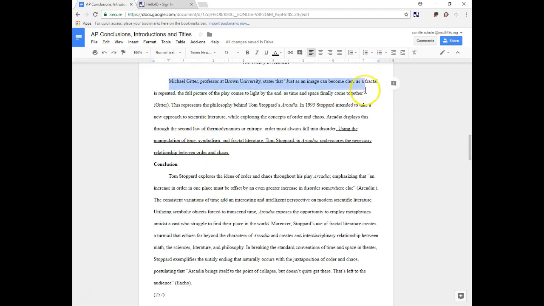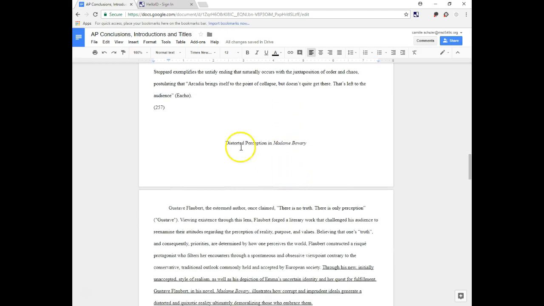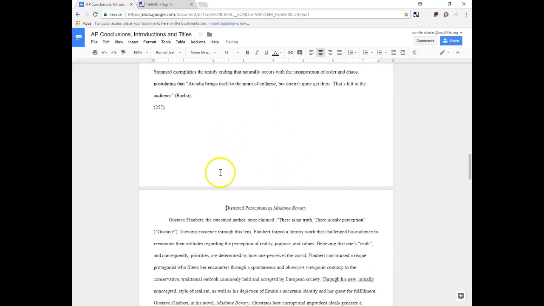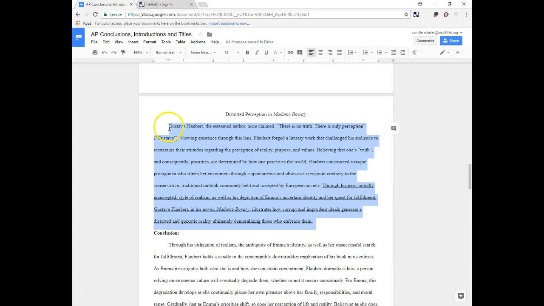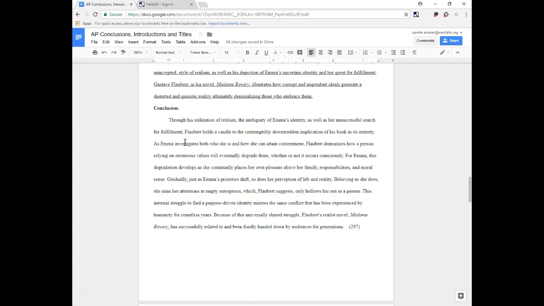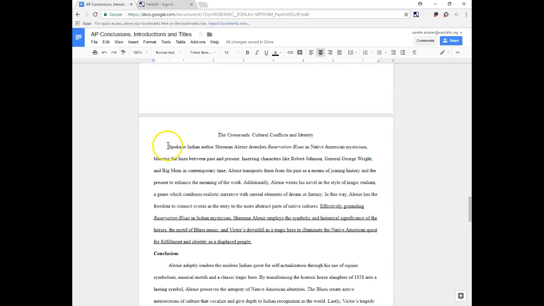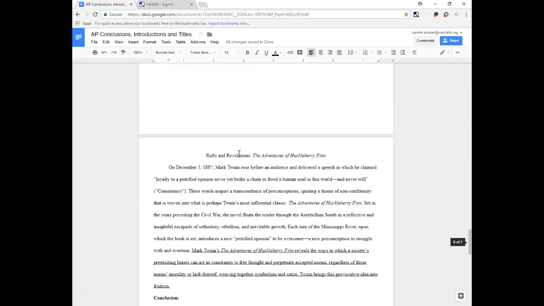Again, another quote from an outside source for here. Let's see what this one says. Gustave Flaubert, that's the author in his own words who said something. Here's no quote, but just Spokane Indian author Sherman Alexie drenches Reservation Blues in Native American mysticism, blurring the lines between past and present. That's just the student's own analysis of the work. So that's a nice way to begin it.